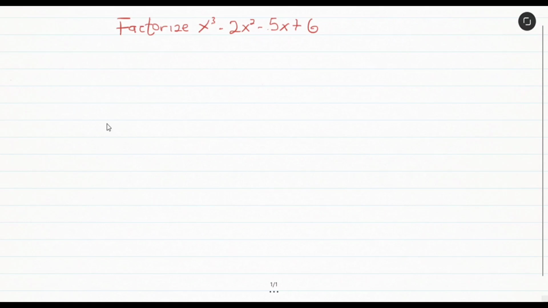Now we are told to factorize x cubed minus 2x squared minus 5x plus 6. Anytime we hear the word factorize, we know that we are taking common things out, or we are looking for numbers that we multiply to get a certain number. So we are using the same idea here. We are looking for expressions that we multiply to get the question that we have.